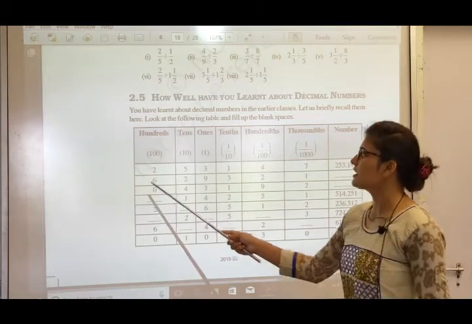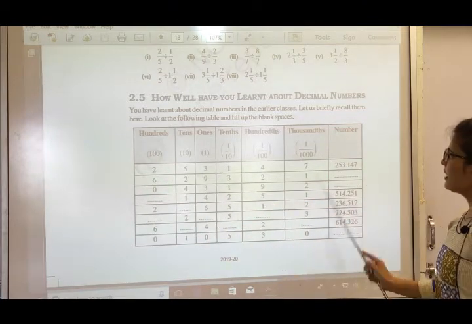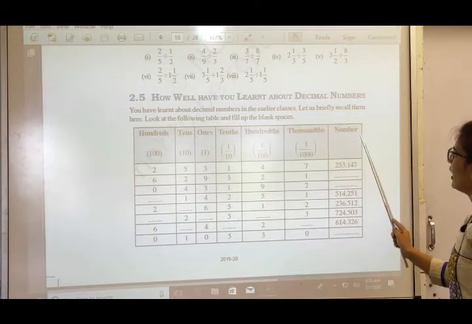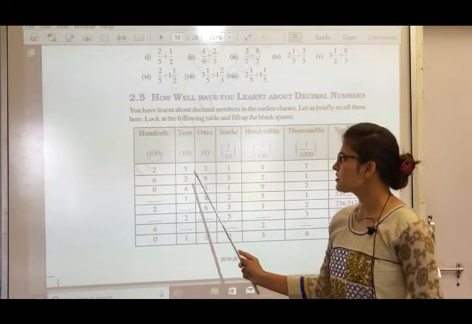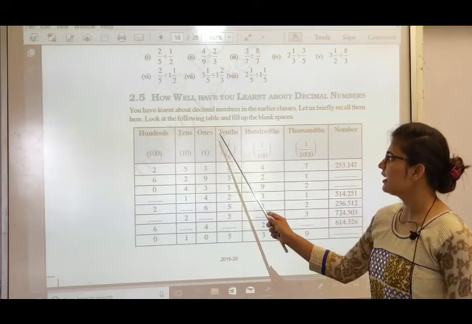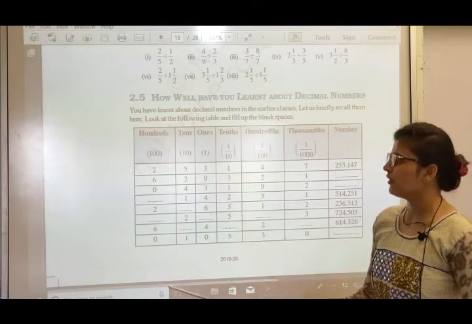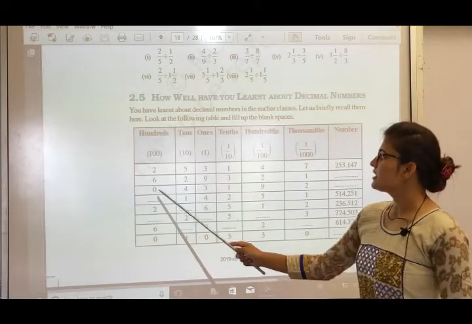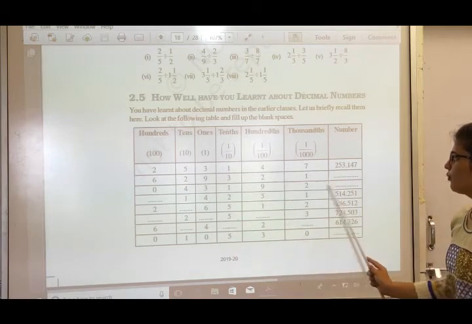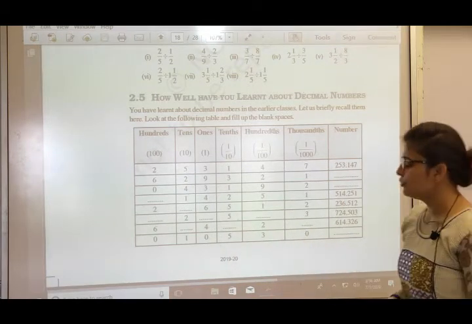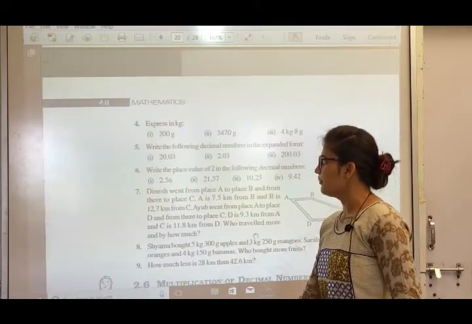Now in the second one, a number is given to you, and you have to find out how it can be written in the short form. So 6, 2, 9, after 9, when 3 is at the tenths place, we have to put a point over here. So the answer of this will be 629.321.